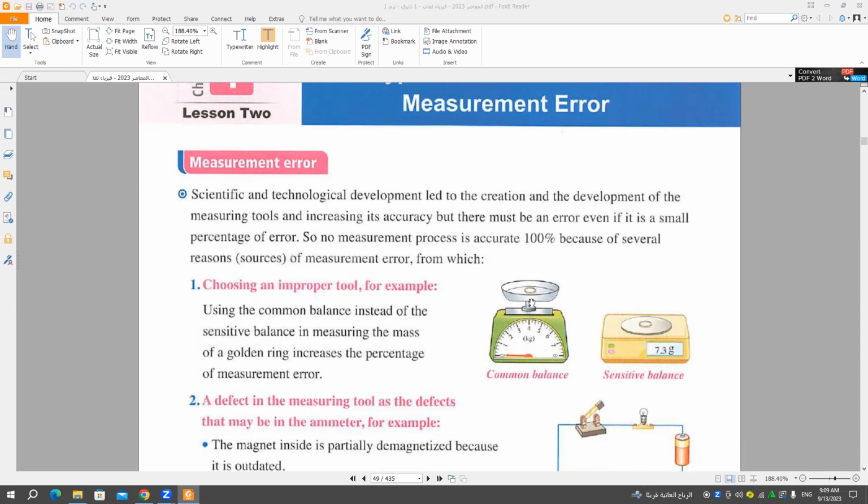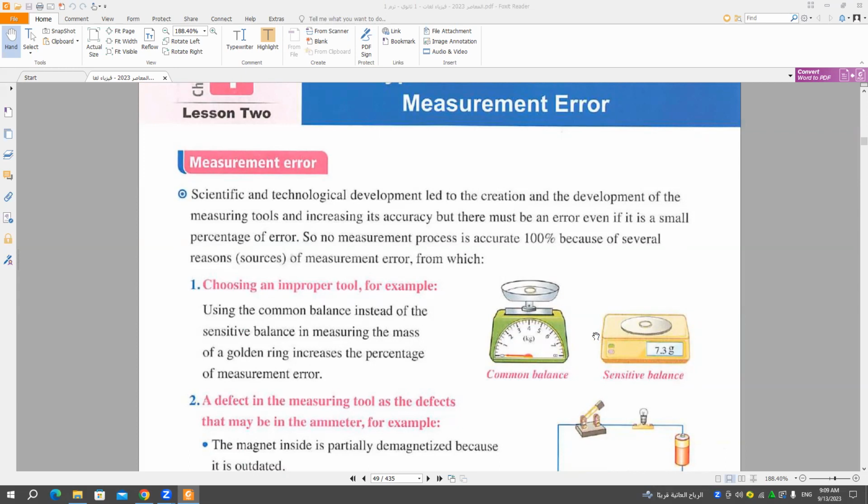What do you need if you want to measure the mass of a metallic ring or a gold ring? You will use a common balance or a sensitive balance. If you use a common balance, you will have a big error in the mass. But when you use a sensitive balance, you will get a more accurate result because the mass of a metallic ring is very small.